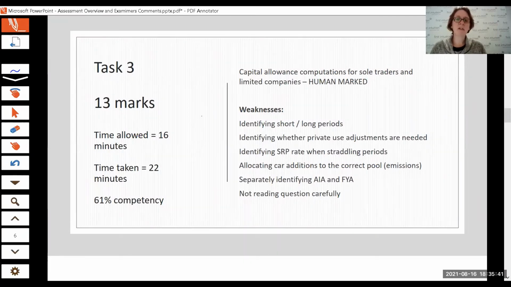Identifying whether private use adjustments are needed. We'll talk about that too as we have a look at this particular task. But can anybody remember much about this? We could mention this now. If we're dealing with, for example, a partnership or a sole trader business, what are the rules there regarding private use? Does anybody remember?